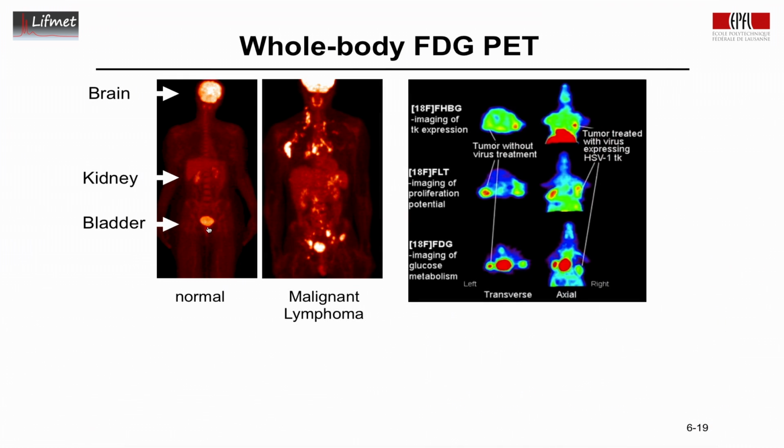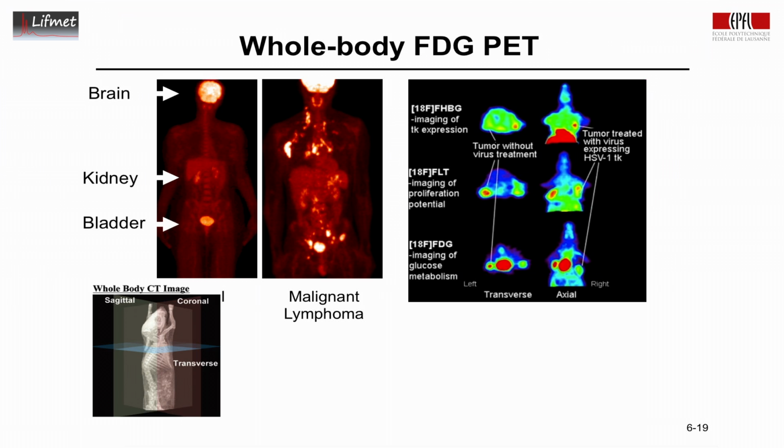Here's an example of an animal model. We have FHBG, which is imaging of gene expression. We have proliferation with FLT, and we have FDG glucose uptake. And this is a tumor without treatment here, and here we have a tumor with treatment with gene therapy.